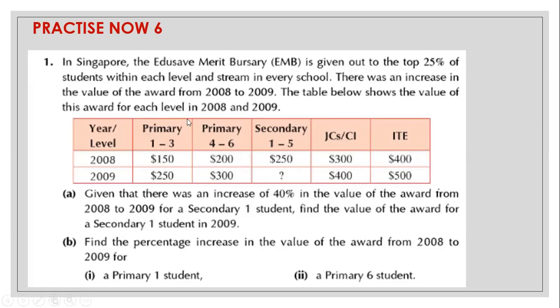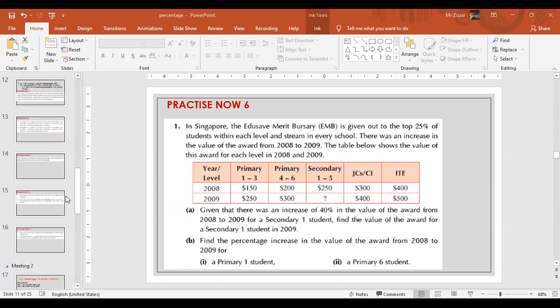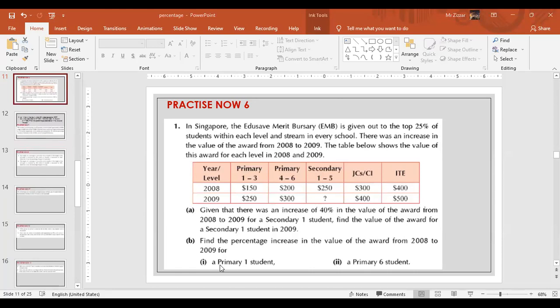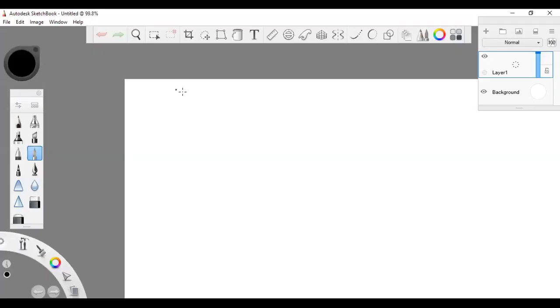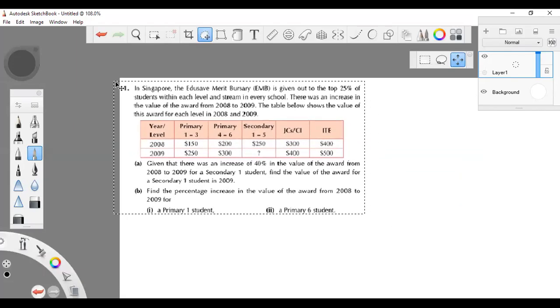I want to turn on the sketchbook. Give me a while. It's opening. You may just fast forward this if it is necessary. Okay, done.